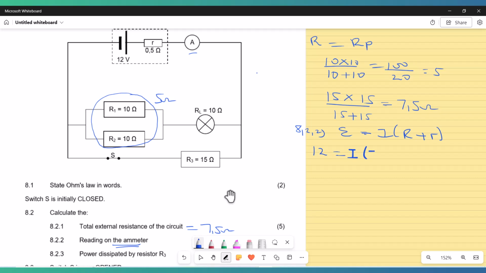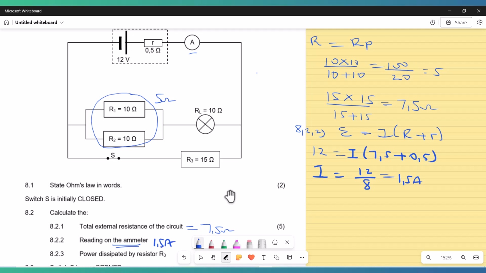Now this external resistance is 7,5. What about internal? They gave us 0,5. So my current I for the ammeter reading is going to be 12 divided by 8. Using the calculator, 12 divided by 8 gives me 1,5 amperes. So my ammeter reading is 1,5 amperes.